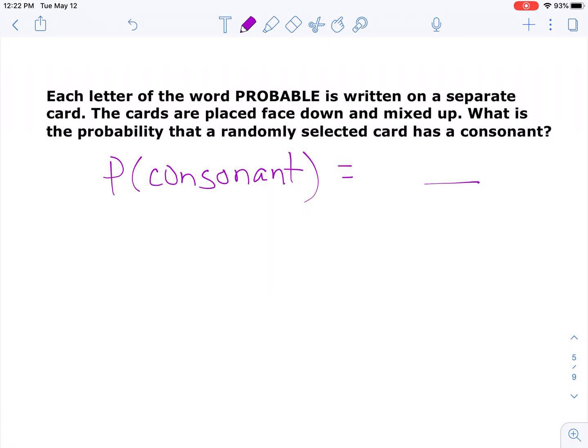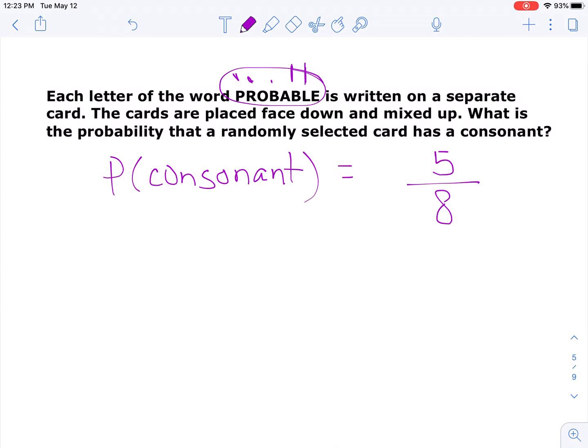And first, remember, we want successful over total. So in this word right here, if each letter is written on a card, there are 1, 2, 3, 4, 5, 6, 7, 8 letters there. So that's the total. And a consonant, if you remember, is anything that's not a vowel. So we have P, R, B, the other B, and L. So 1, 2, 3, 4, 5 of those are consonants. So the probability that this would happen would be 5 out of 8.